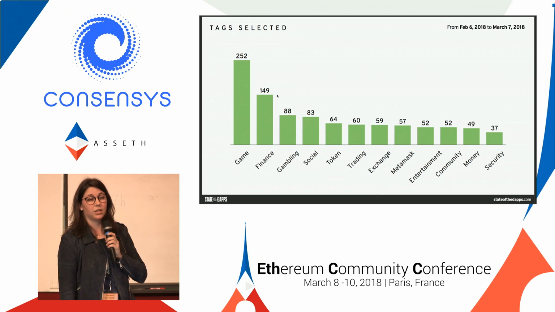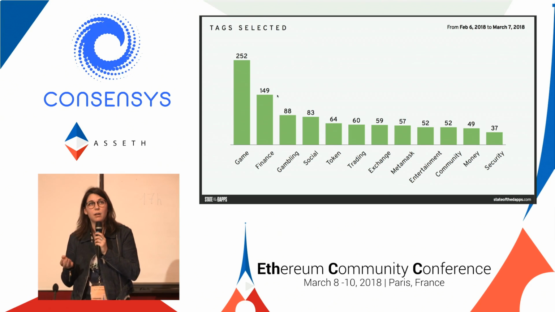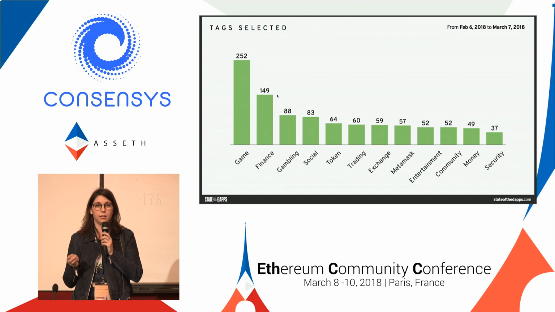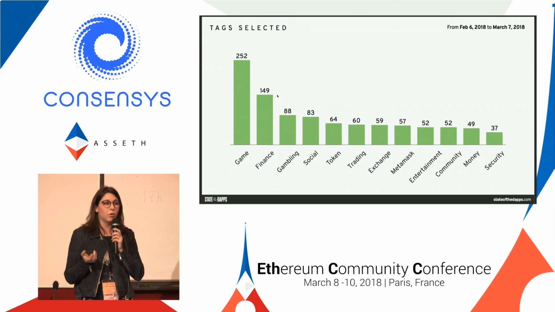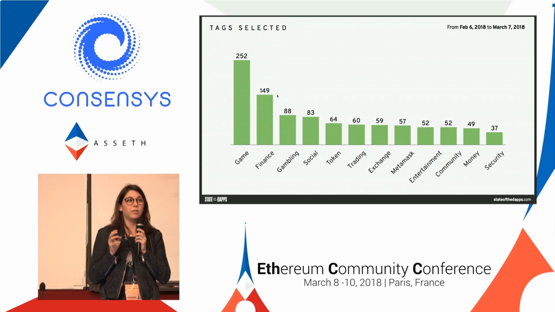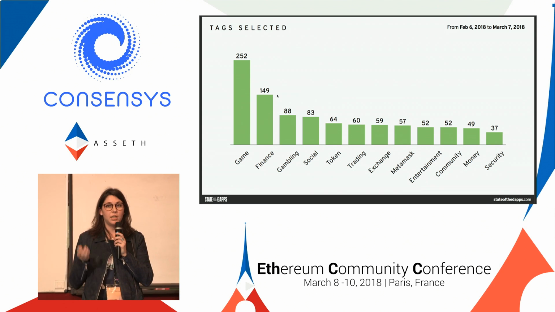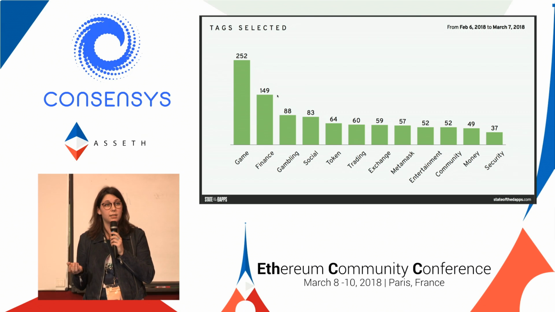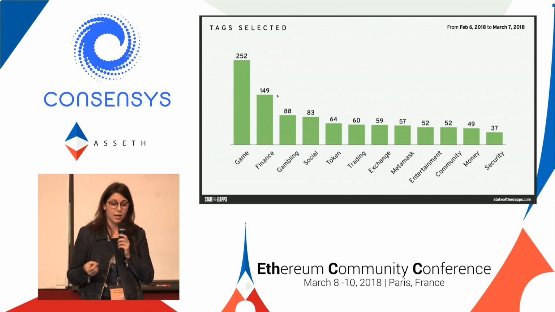Then the tag selected. So a tag on the website is for when you're looking at dApps on our website. You don't know the name of the dApp you want to search for. You don't know what project you want to know about. So you can search with keywords. A game, entertainment, music, real estate, which is a big one as well, and so forth.